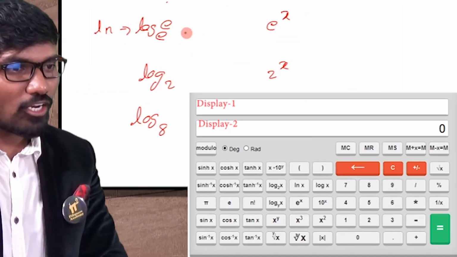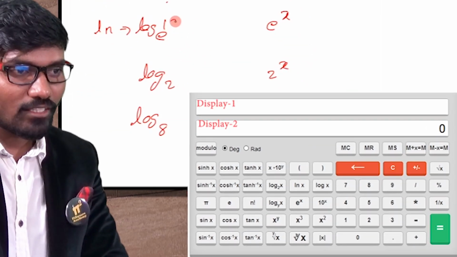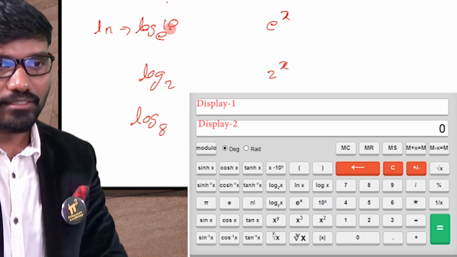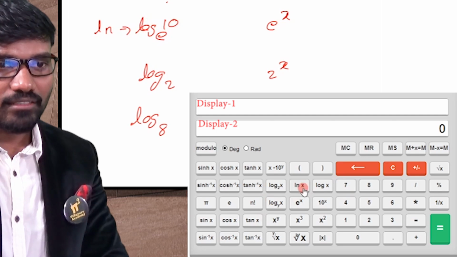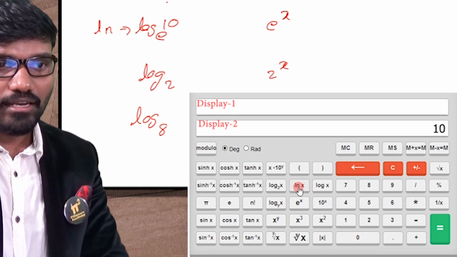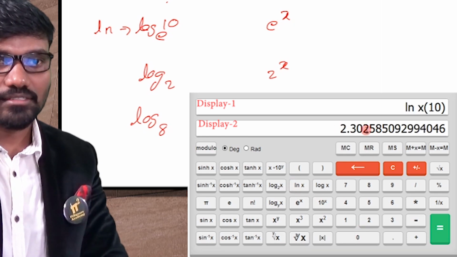Suppose I want to find log 10 base e. Okay, log 10 but the base is e, which means natural log 10. Look at the natural log here. X is there, x first, so 10 first, then ln. That's it. This is the answer.